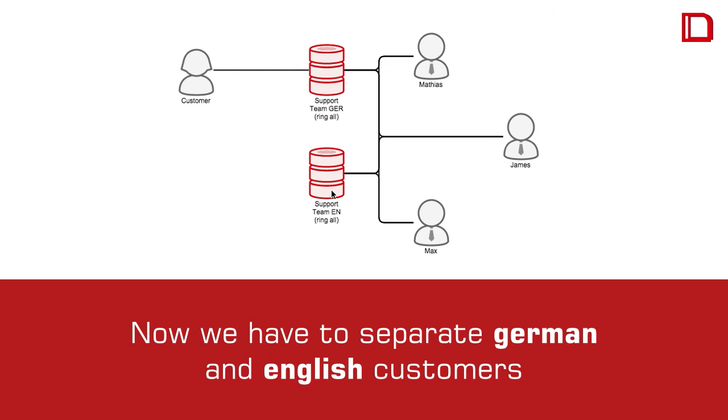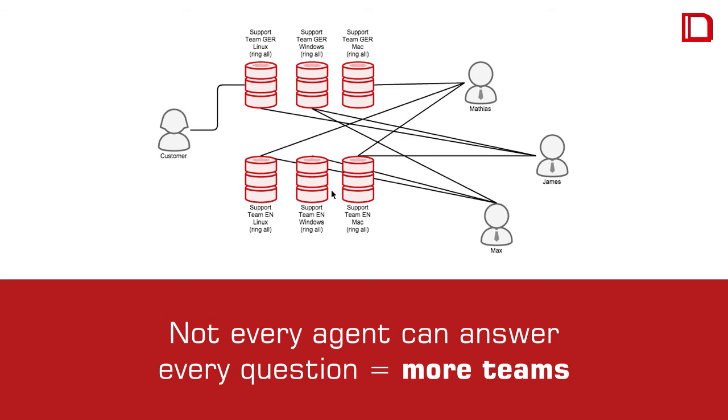And the situation gets worse, like this. Maybe not every agent can answer every question. So in our example, we have the topic Linux, the topic Windows, and the topic Mac. So Matthias can answer questions in German regarding Mac. He can answer questions in English regarding Linux, for instance. And this goes on and on and on.